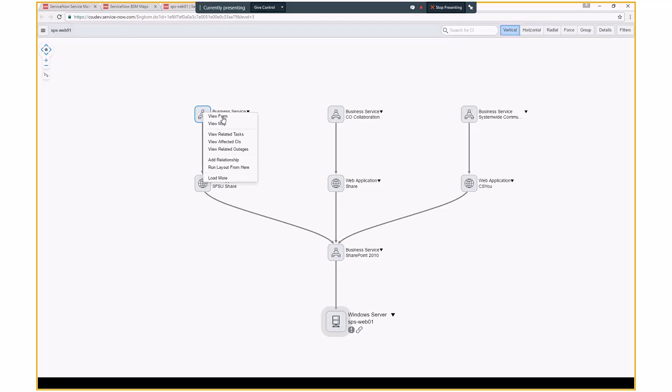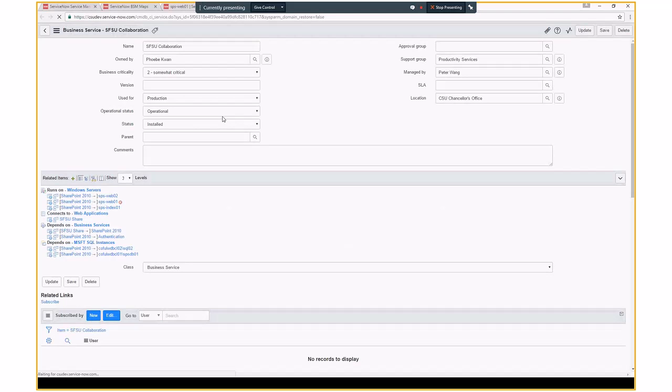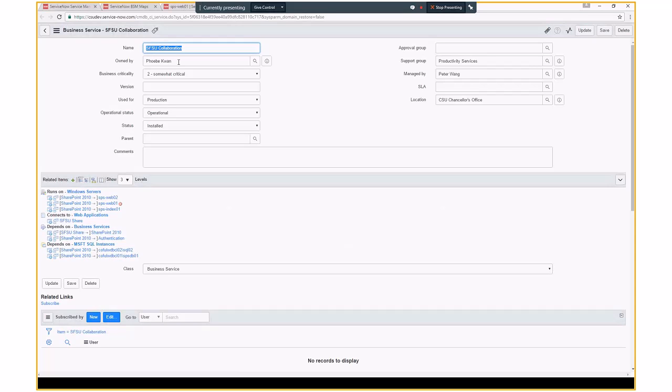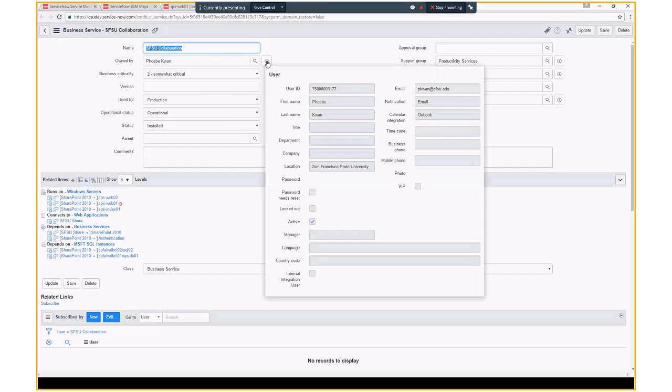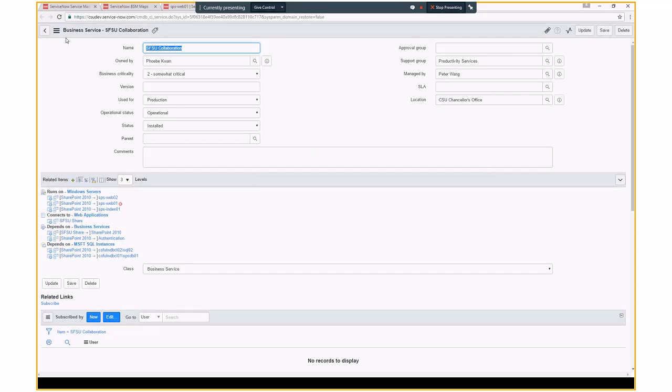I can go and look at the view form on that, and it tells me it's Phoebe Kwan over there. I can hover over that to see her email address, but it looks like I don't have her business phone. It looks like San Francisco hasn't sent over their phone information to us yet. But at least I have her email address. I can let her know that we're aware of it and she may have some issues going in there.